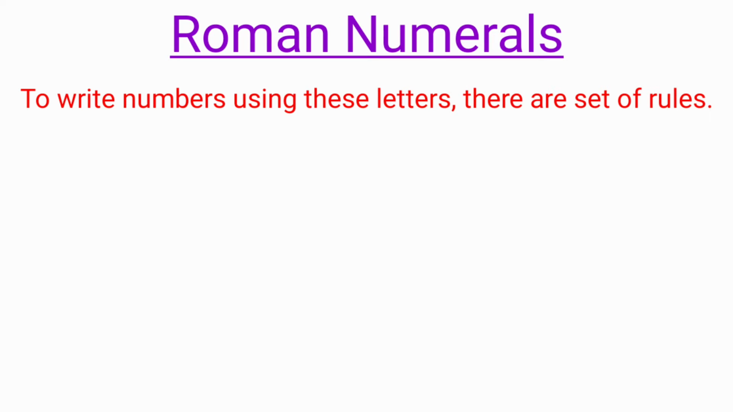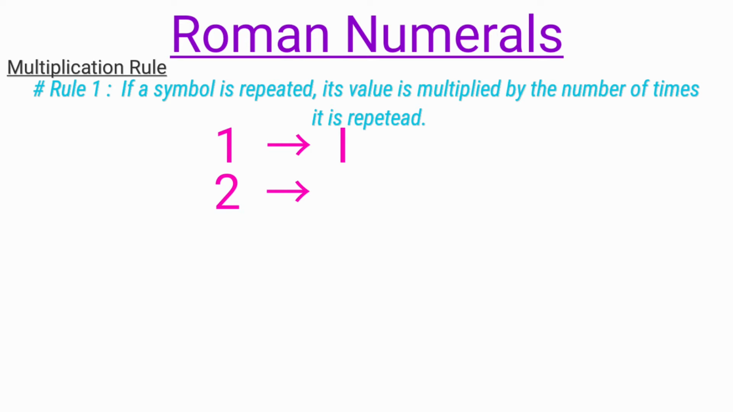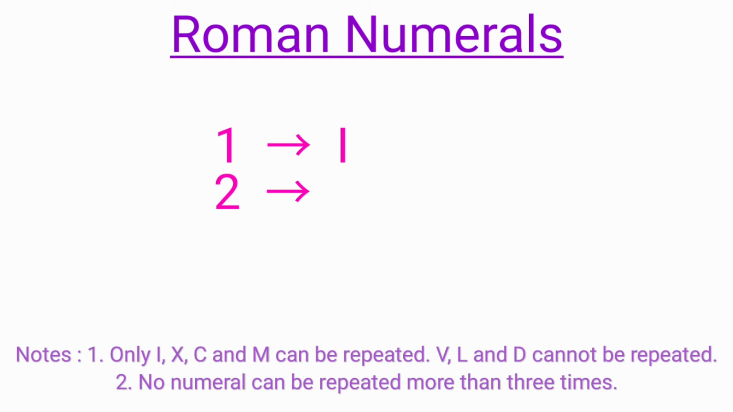To write numbers using these letters, there is a set of rules. One can be written as I. But how can we write number 2? We can write it using the multiplication rule. That is, if a symbol is repeated, its value is multiplied by the number of times it is repeated. But remember, only I, X, C and M can be repeated. V, L and D cannot be repeated. Second, no numeral can be repeated more than 3 times.